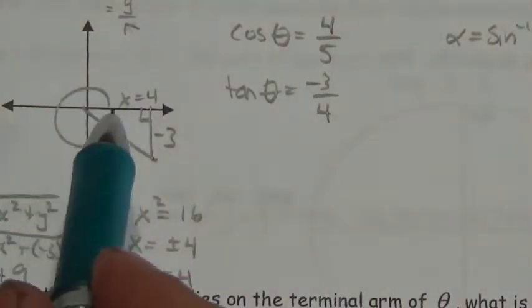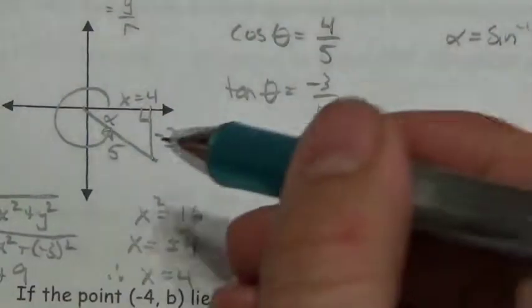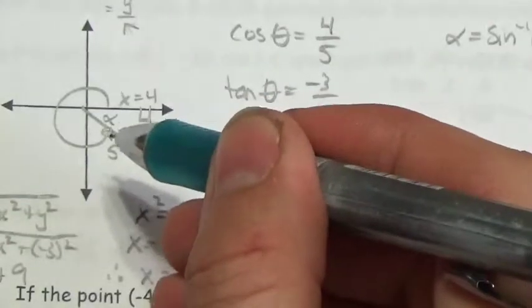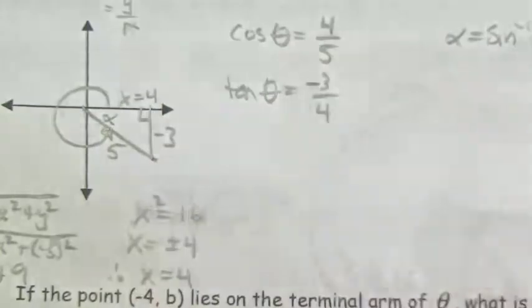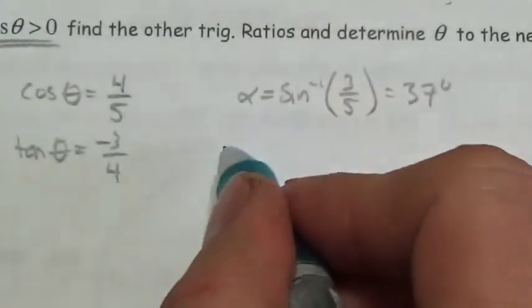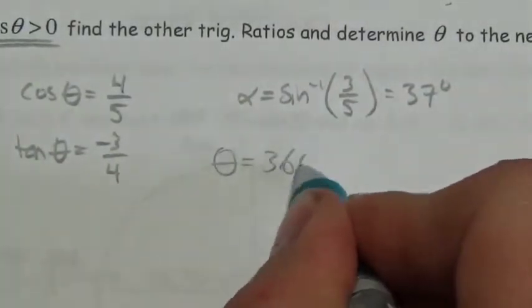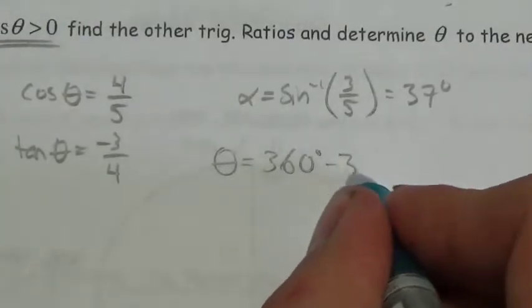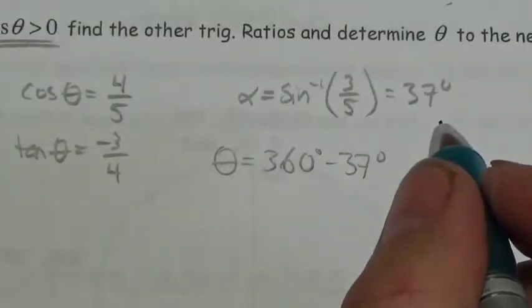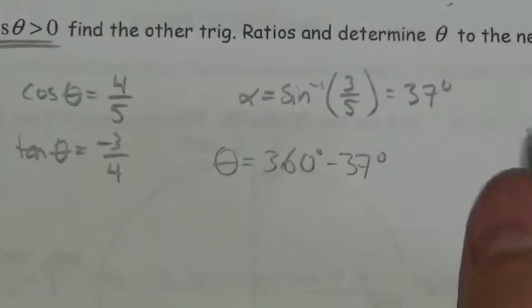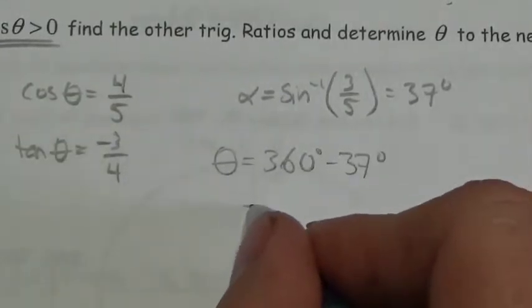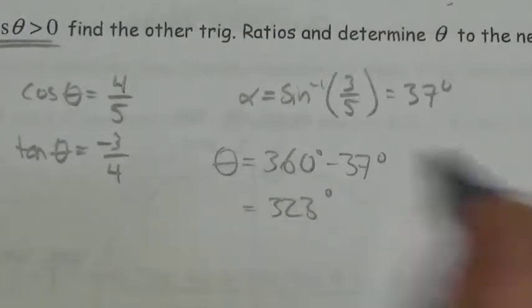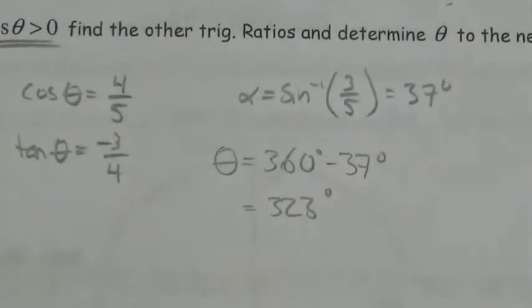So now notice that if I were to wrap all the way around, that would be 360, but I'm less that angle. So it'd be 360 degrees less that reference angle. So the rotation angle I want is going to be 360 minus 37 degrees. Okay? And 337, I was going to say. 360 minus 37 is going to be 323 degrees. And so that's the angle that we're looking for in this question.